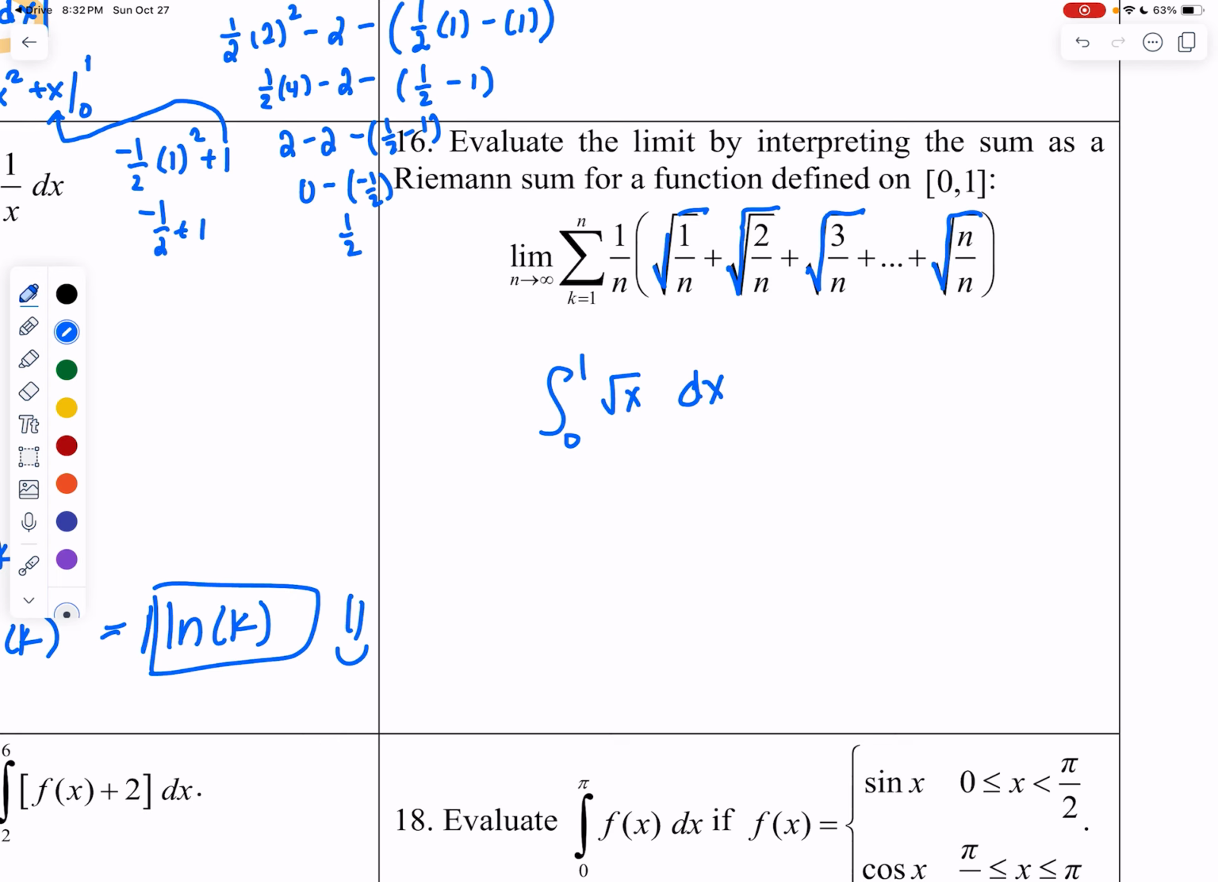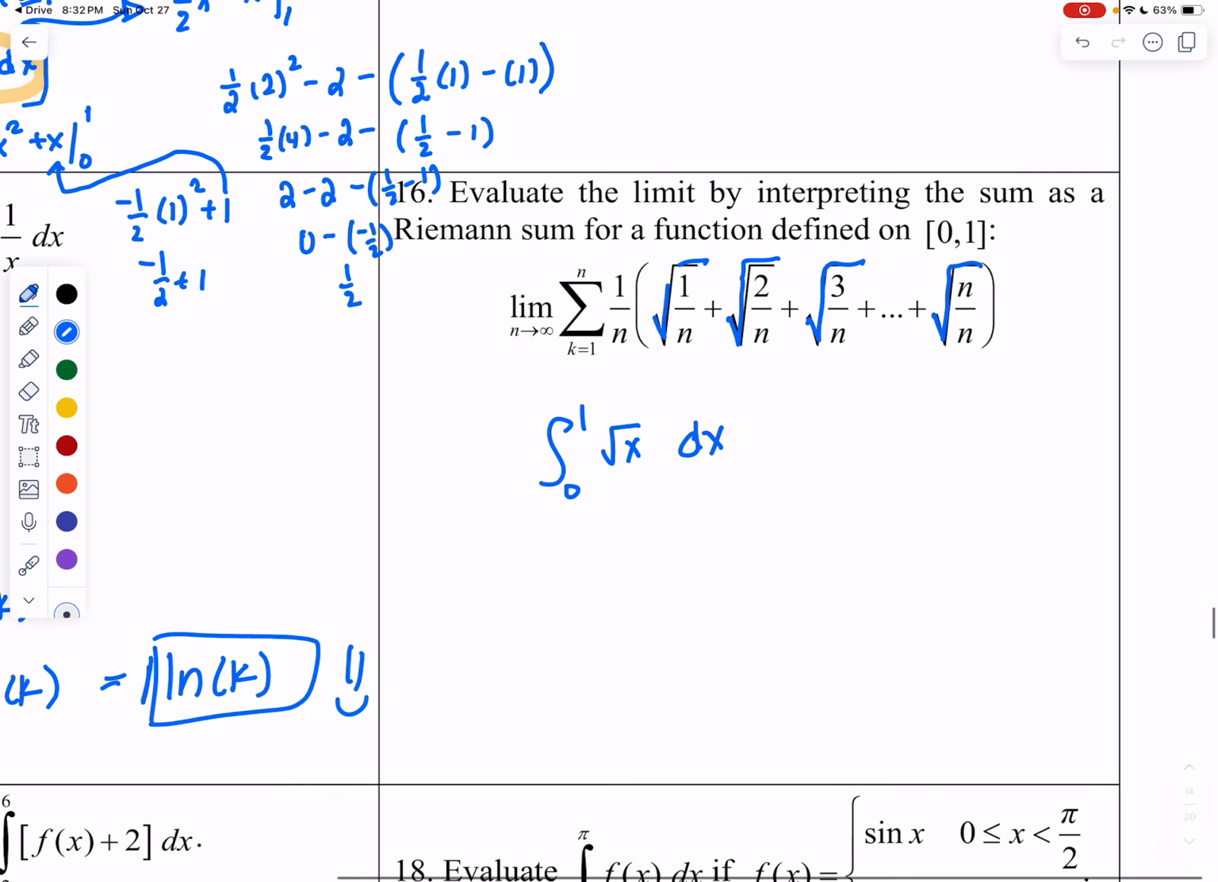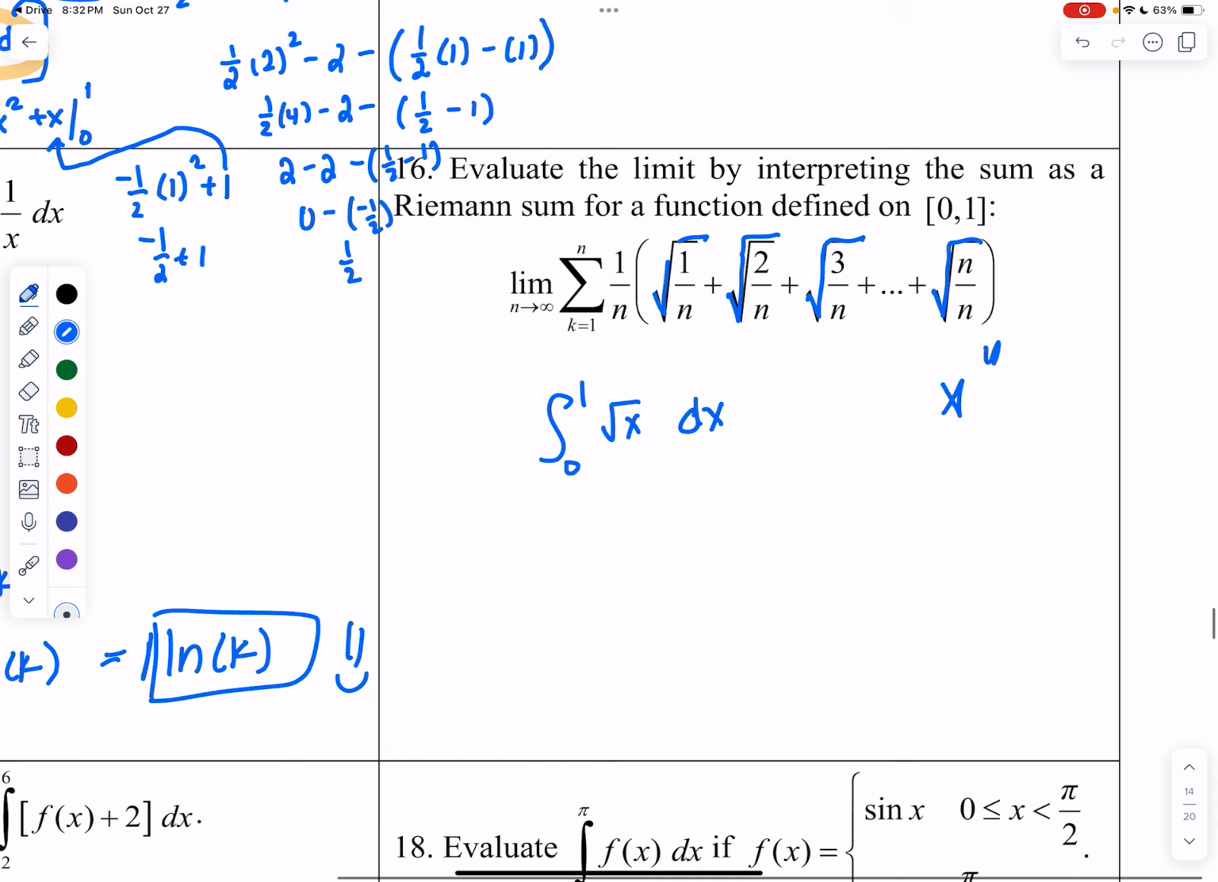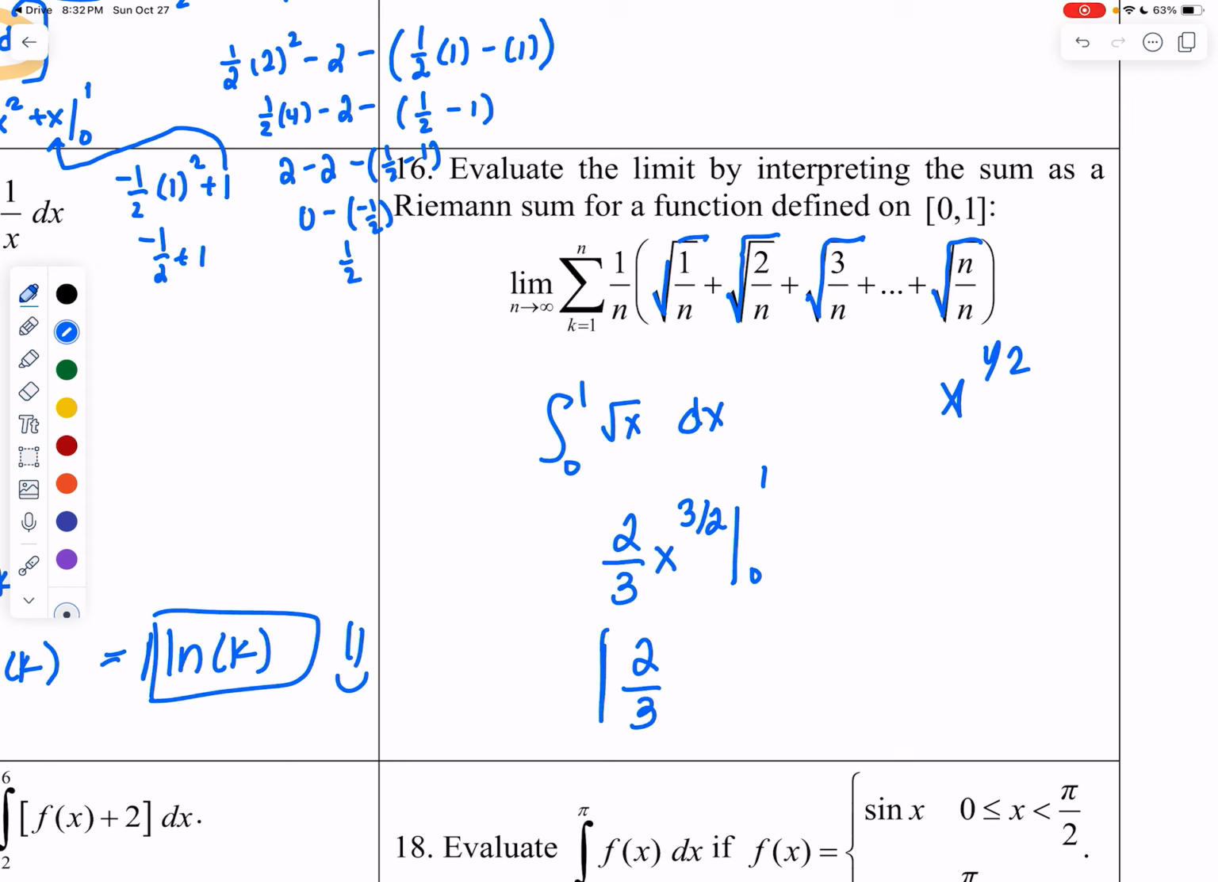Now using FTC, once again, we know that the square root of x becomes 2/3 x to the 3/2 from 0 to 1. And your answer here is just going to be 2/3, because if you were to plug in 0, that's just going to be 0.